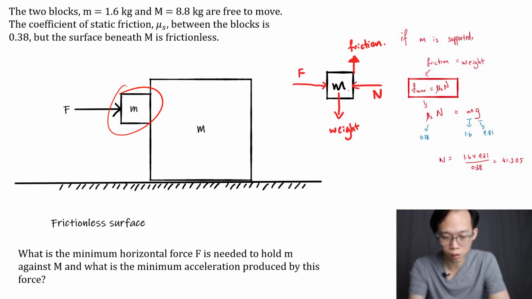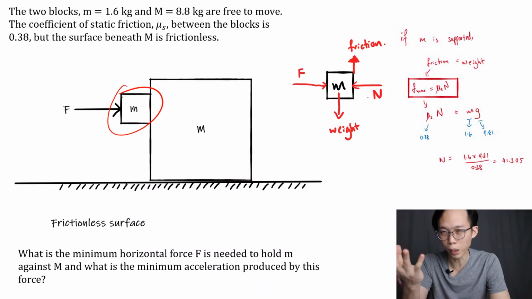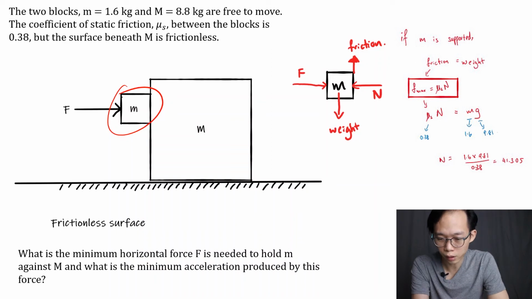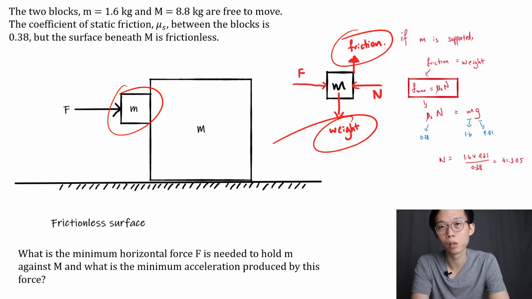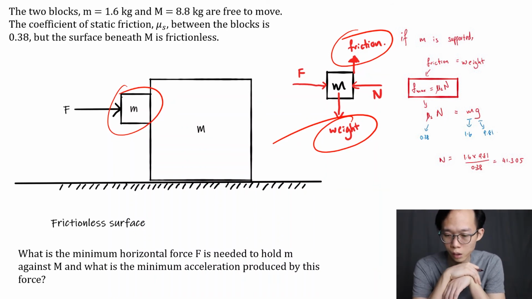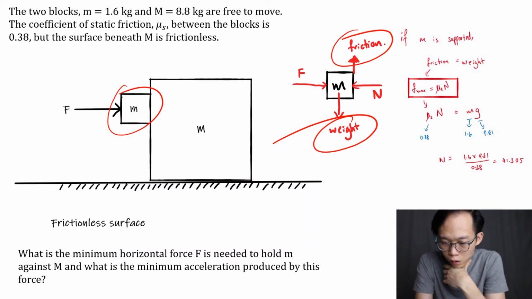Now, for this small m box to be held in place, the friction upwards must be equal to the weight. This is so that the vertical forces are balanced. There's no net force in the vertical axis. So we can write this down as friction equals weight.